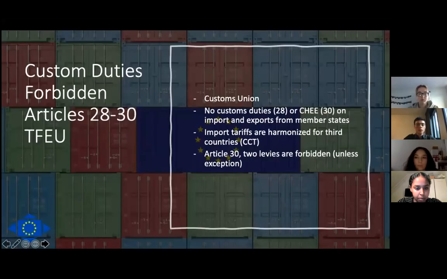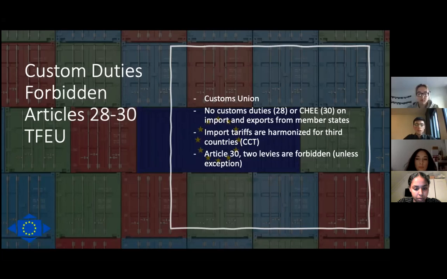Okay, customs duties forbidden. Articles 28 to 30 of the TFEU. Article 28 of the TFEU promotes the free circulation of goods within the European Union by establishing a customs union. The customs union prohibits the charging of any duties on imports and exports within member states of the EU.